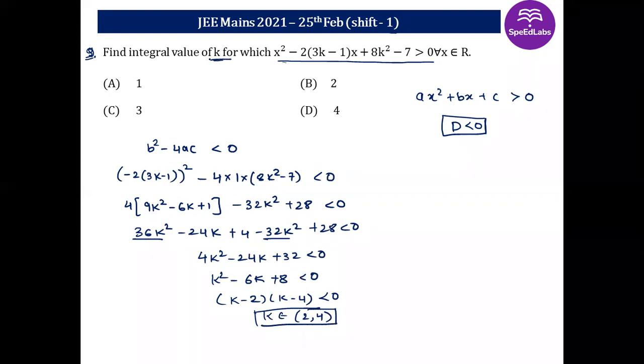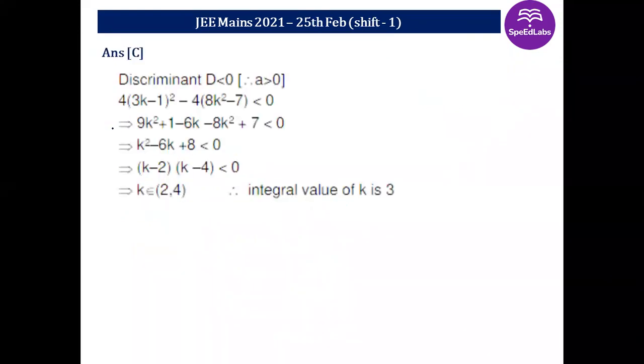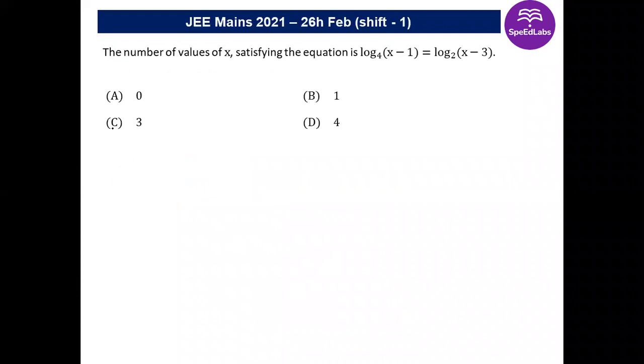But we need to find integral value. So in between 2 to 4, which integral value you have? 3, right? So we can say the integral value of k should be equals to 3. Then only this quadratic expression will be always positive. So this was a very easy question, you can say. Okay, so the correct answer is option number C. All right. Let's move to the next question.